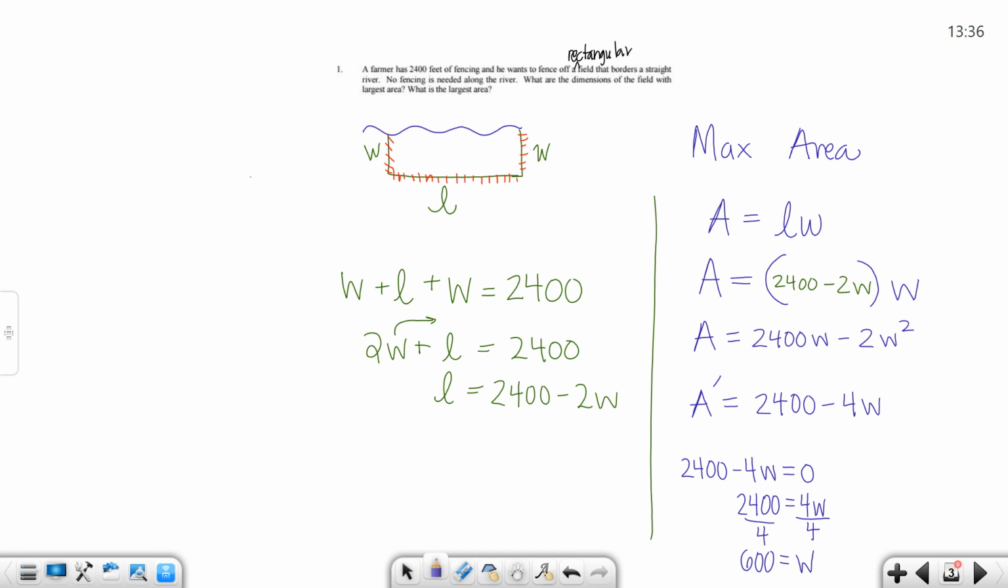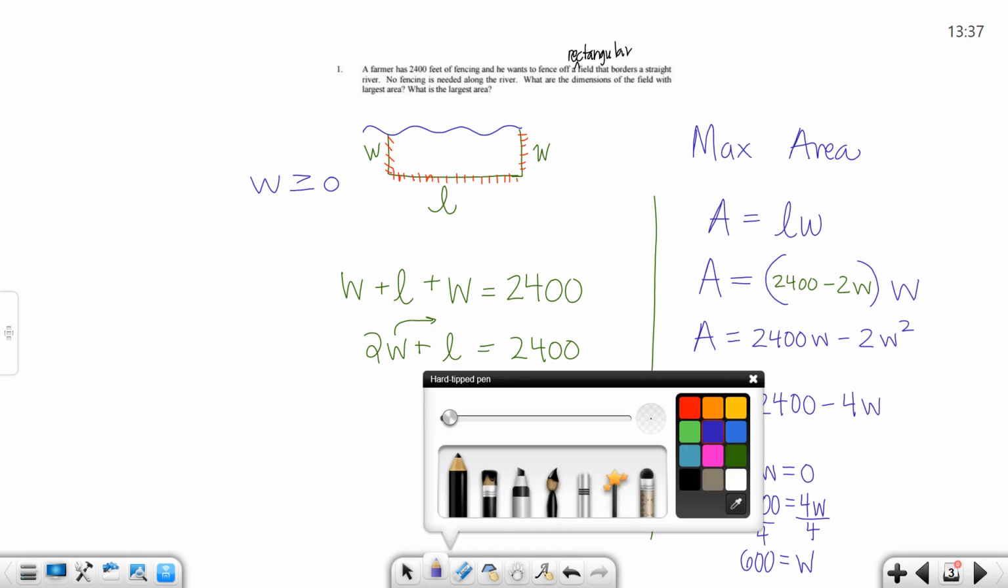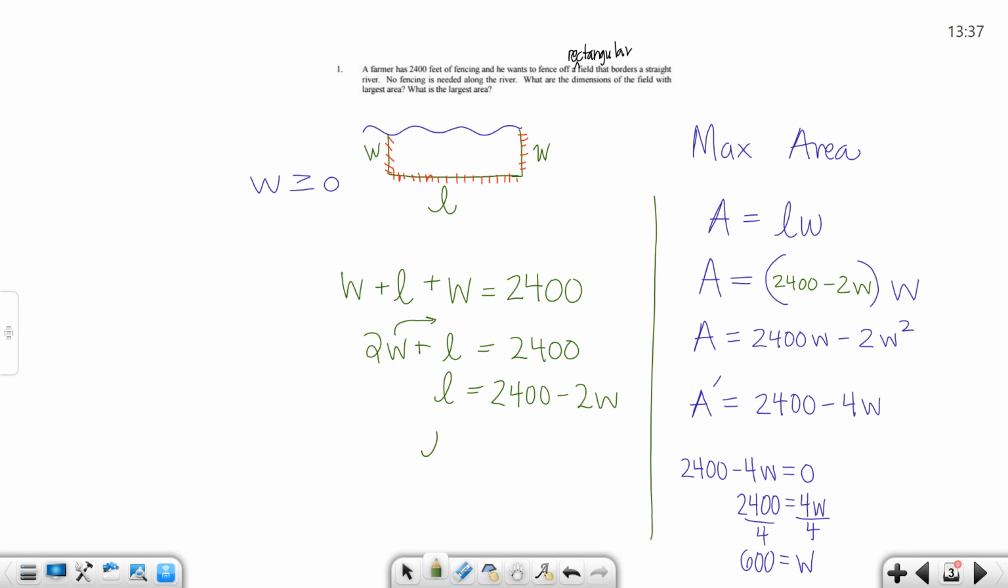Well, I know that W has to be positive because we're talking about a length of fencing or a distance of fencing, so W has to be positive. I also know that L has to be positive. So if my length has to be positive, that means 2400 minus 2W has to also be positive. So, solving that one out, 2400 minus 2W would be greater than or equal to 0.